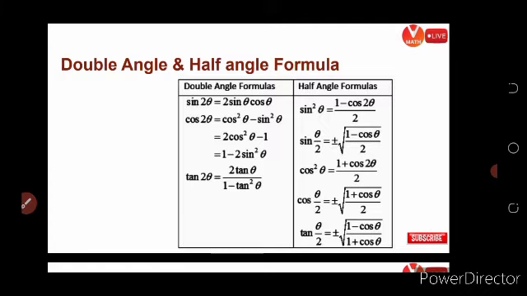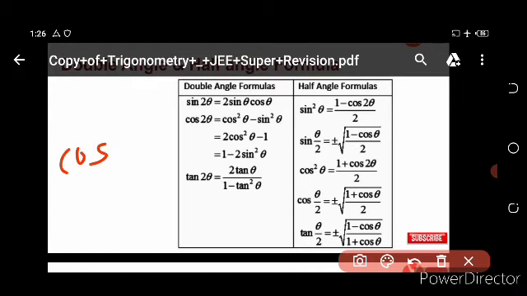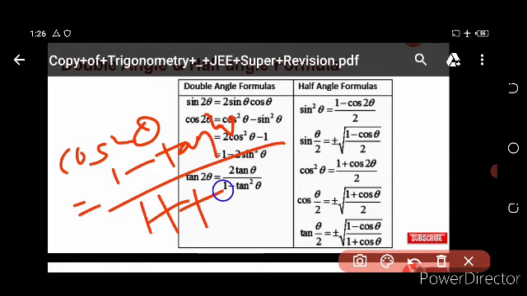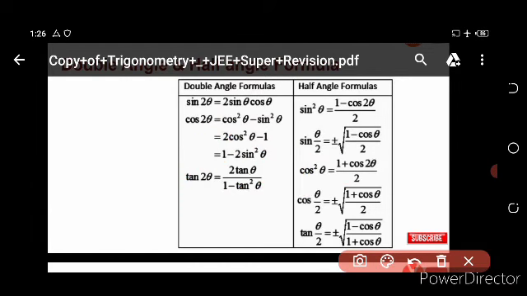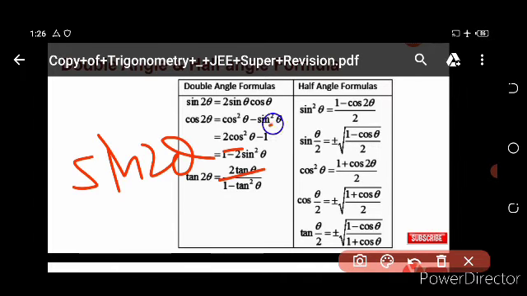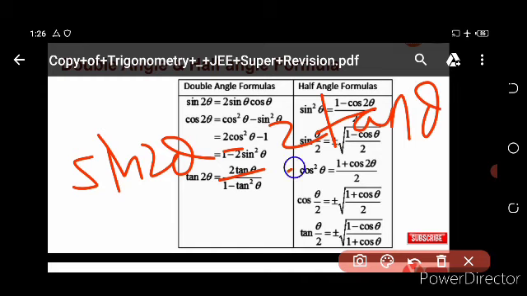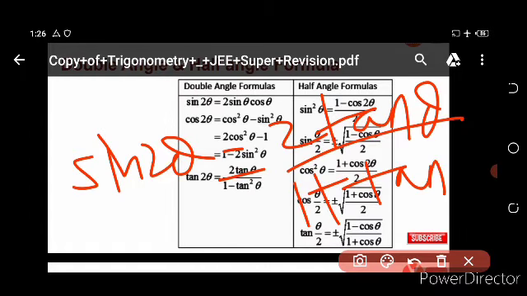So always remember this formula: cos 2 theta is equal to cos square theta minus sin square theta, or 2 cos square theta minus 1, or 1 minus 2 sin square theta. Also we can write cos 2 theta is equal to 1 minus tan square theta upon 1 plus tan square theta. Similarly, sin 2 theta is equal to 2 tan theta upon 1 plus tan square theta.